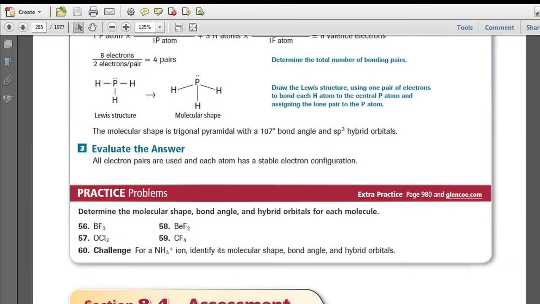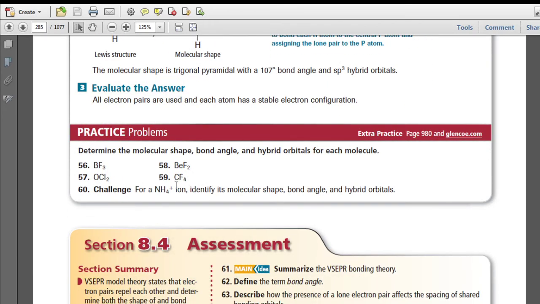So how about you pause the video and give these 4 a try: 56, 57, 58, and 59.